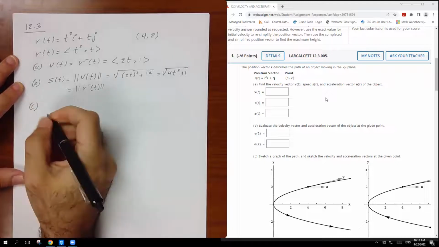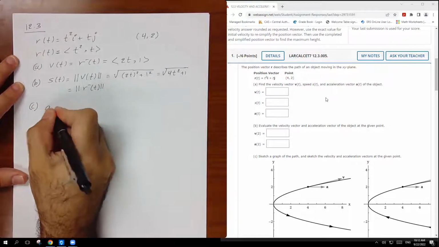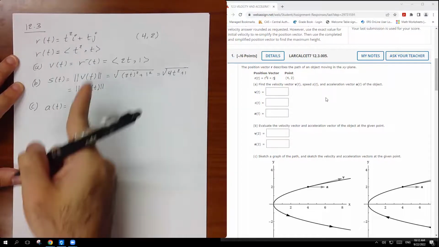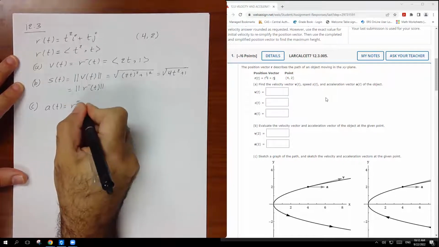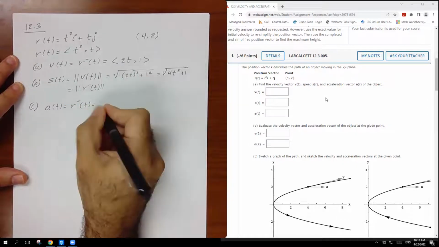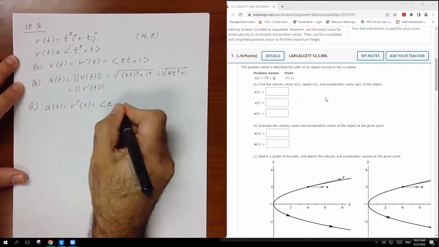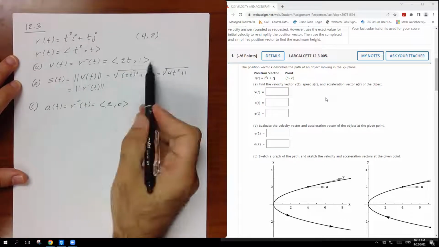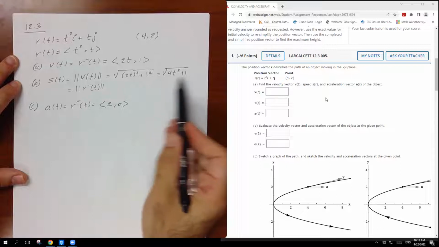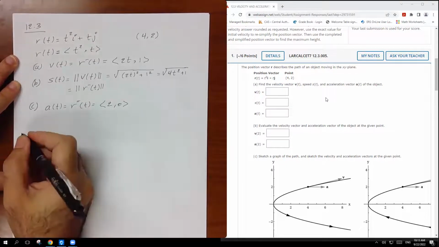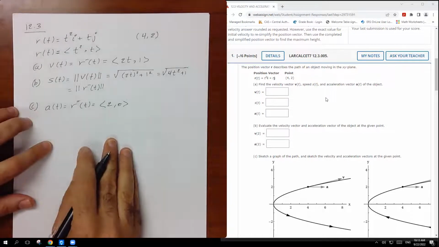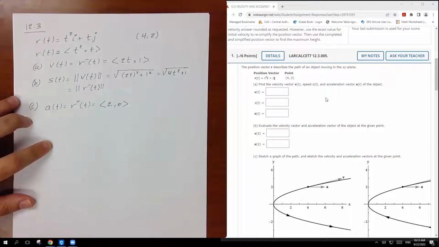C, they ask you to find the acceleration, which is a over t. It's going to be the derivative of the velocity or the second derivative of the position vector. Let's say the second derivative of t, which is this one. So it's going to be 2 and 0. Here we go. This is the velocity. This is the speed, which is the length, and this is the acceleration. For the second part, we're just going to plug in the numbers, because after that we have to figure out the graph. And I'm going to show you, it's super easy to figure out the graph.